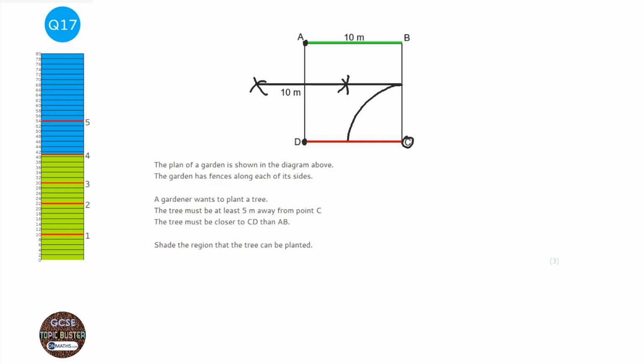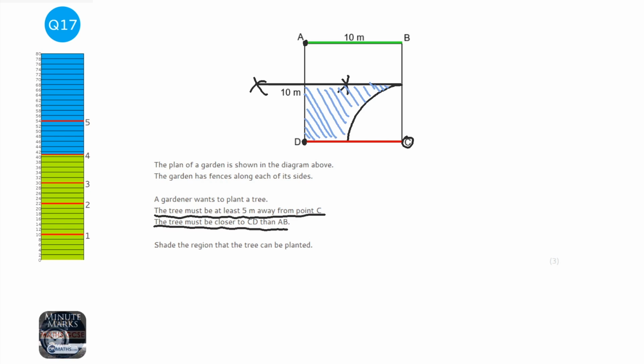Now that will give you a perfect equidistant line from AB and CD. Mine's a little bit high, as you can see, but on your one it should look perfect. So it says shade the region the tree can be planted. So it's anywhere here, and I'll use a different colour so it stands out a little bit. Now you always double check this. So the blue shaded region, and on your exam don't bother with a different colour, just use a pencil to shade it in. It says the tree must be at least 5 meters away from point C, which mine is, and the tree must be closer to CD than AB, which mine is.